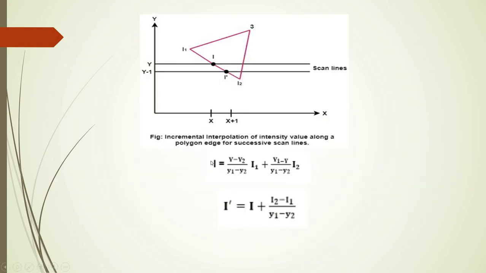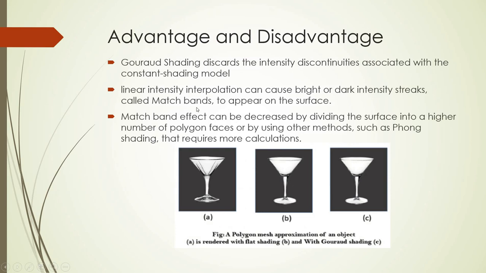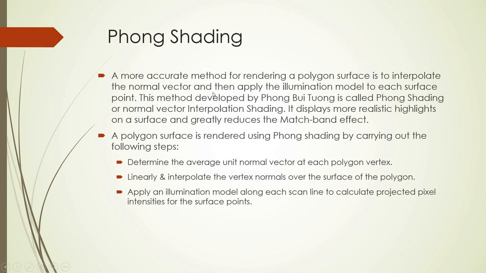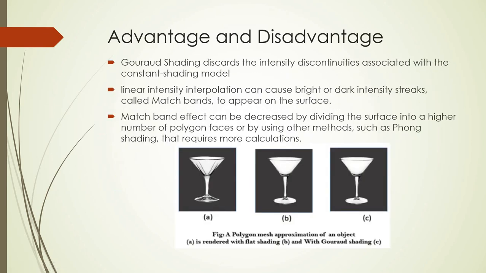Now here we have discussed the next incremental interpolation of intensity. So if you want to calculate the intensity at I dash, then you can use the formula as I plus (I2 minus I1) divided by (y1 minus y2). So these are the advantages and disadvantages of your Gouraud shading. In my next lecture, we will see Phong shading.